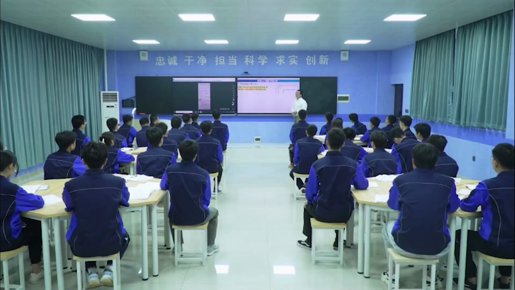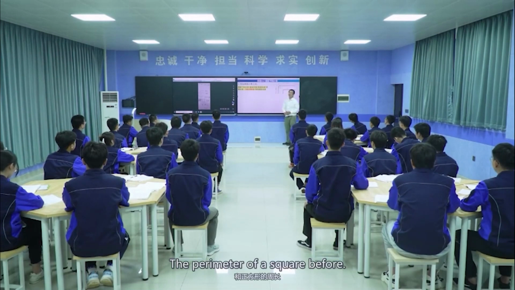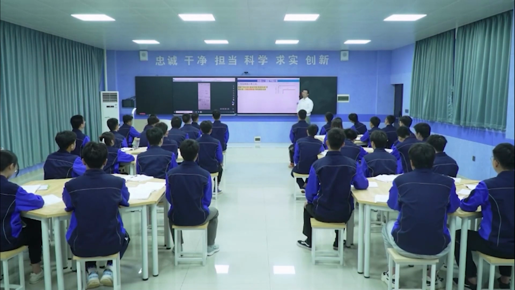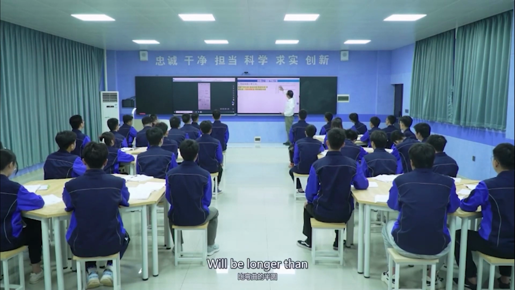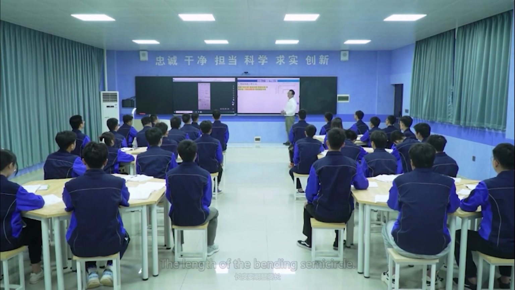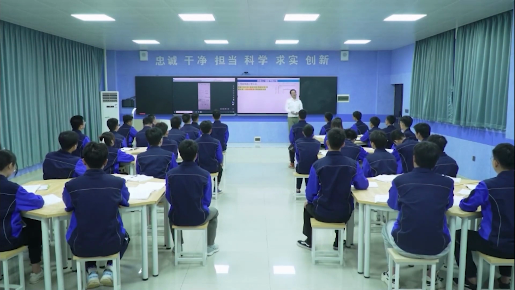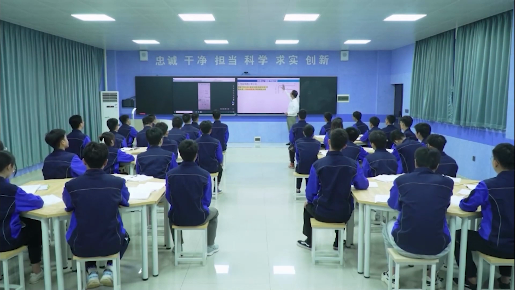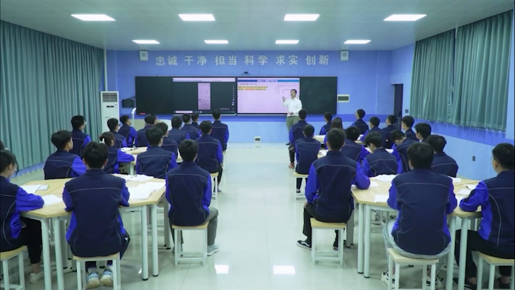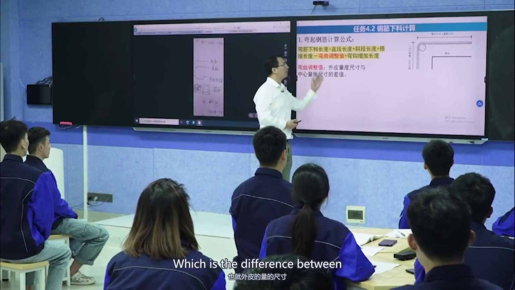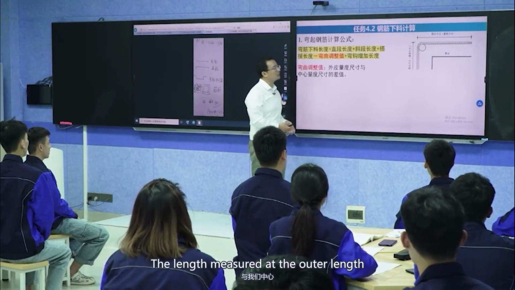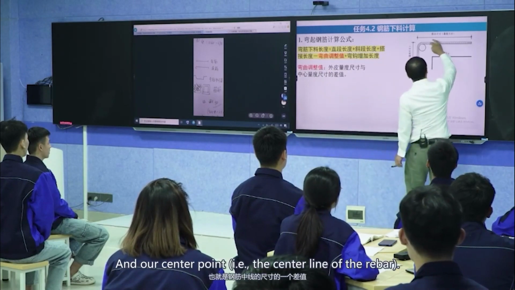If you calculated the perimeter of a circle and the perimeter of a square before, for the same radius, we know that this length will be longer than the length of the bending semicircle. That is, the actual length will be shorter than the length we measured, right? That is our bend adjustment value. It's actually the difference between the length measured at the outer dimension and the center point, i.e., the center line of the rebar.